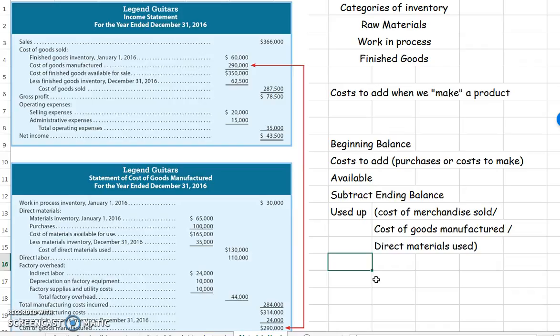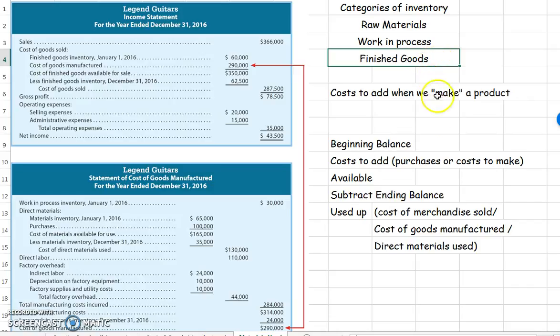The first one is raw materials. That's what our wood is before we start to work on our guitar. Once we start to work on it, we move it out of raw materials and into work in process. That's what it's called the whole time we're working on the guitar. And then once we finish the work on that guitar, we're going to move it out of work in process and into finished goods. Now you'll learn how to journalize those in the next chapter, but for now, you just need to know about those three categories of inventory because you're going to see them on these two statements that we're going to talk about.